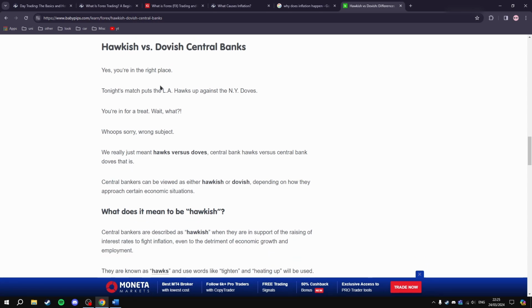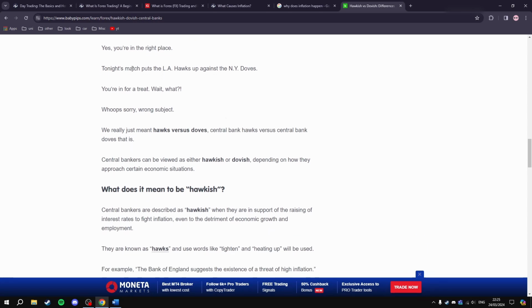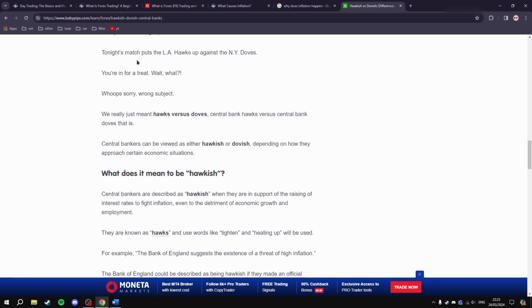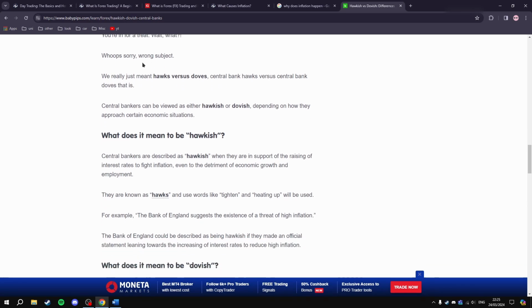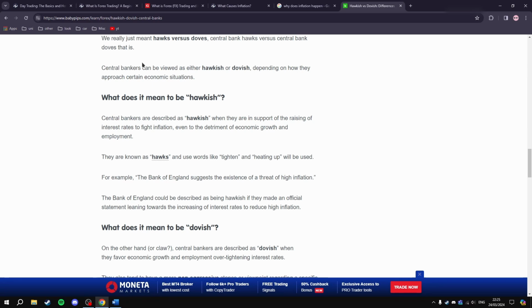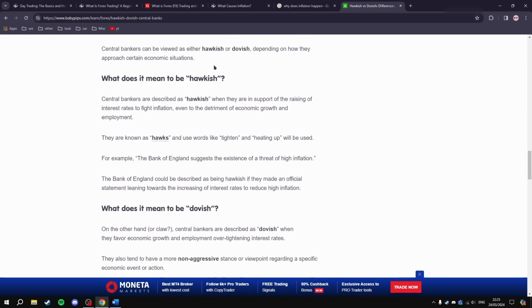Hawkish versus dovish central banks. Yes, you're in the right place. Tonight's match puts the LA Hawks up against the NY Doves. You're in for a treat. Wait, what? Whoops, sorry, wrong subject. We really just meant Hawks versus Doves. Central bank Hawks versus central bank Doves, that is.